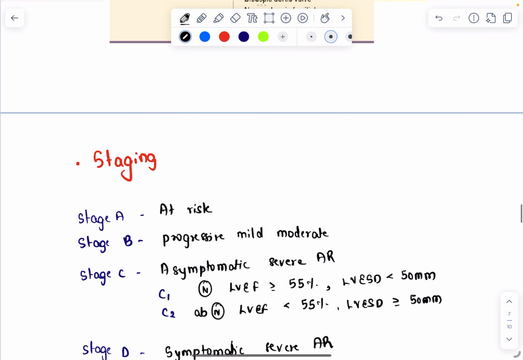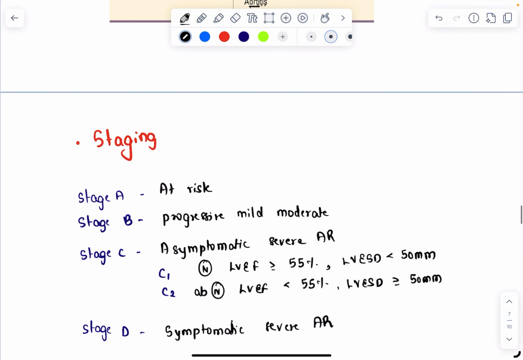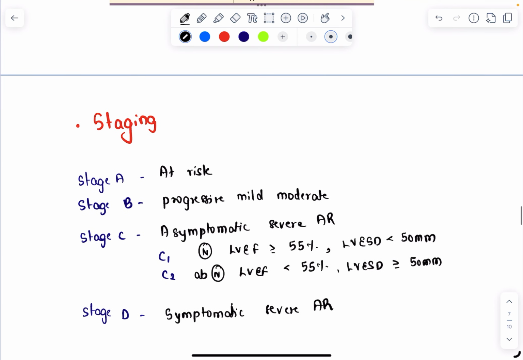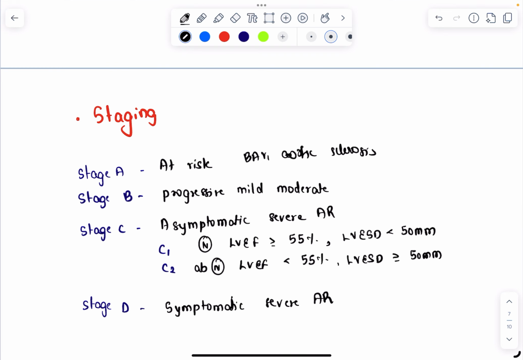Now coming to staging of AR. For all the valvular diseases, the staging is the same. Stage A refers to at risk of developing the disease, like a patient having a bicuspid aortic valve or aortic sclerosis. That is described as stage A. Stage B refers to progressive, mild or moderate aortic regurgitation.